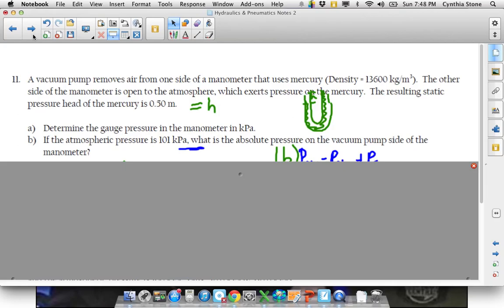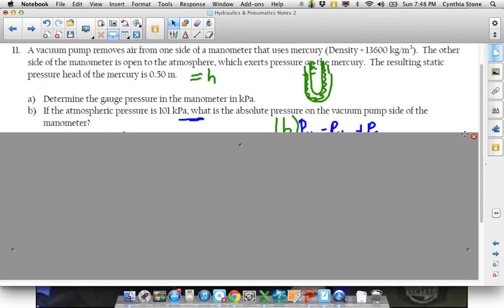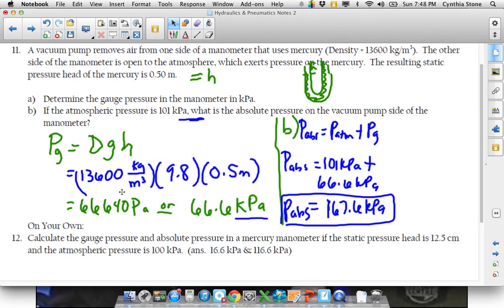Number 11, vacuum pump removes air from one side of the manometer that uses mercury, so there's our density. The other side of the manometer is open to atmosphere, and we have a static pressure head, which is little h, of 0.5. Okay, so we're looking for gauge pressure. So we're given density, we're given h. Gauge pressure is just going to be dgh. Okay. And that says, there's the atmospheric, what's the absolute? So then you just use this equation here. Make sure when you're doing this equation that you're using everything in the same units. They're both in kPas. Okay.